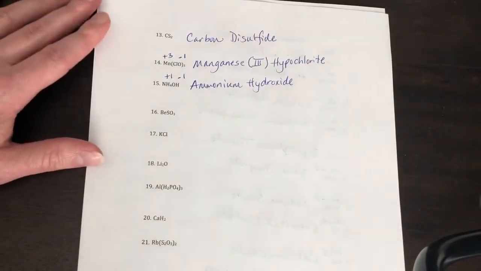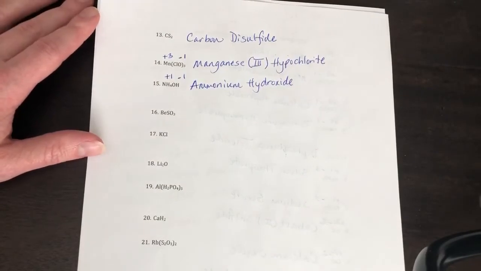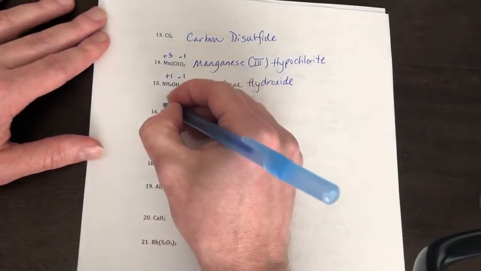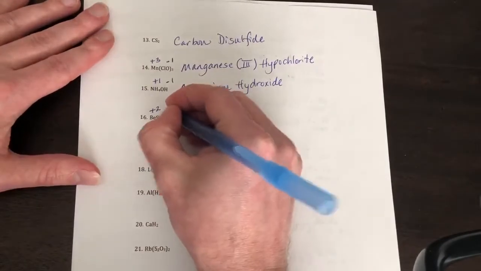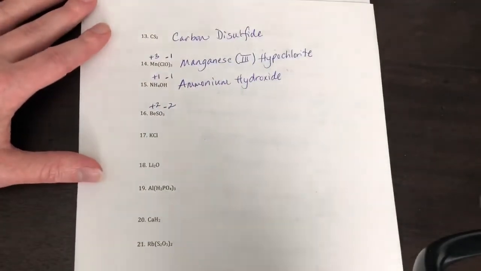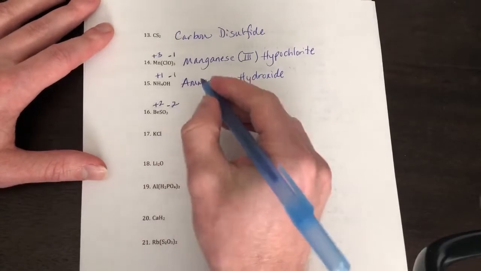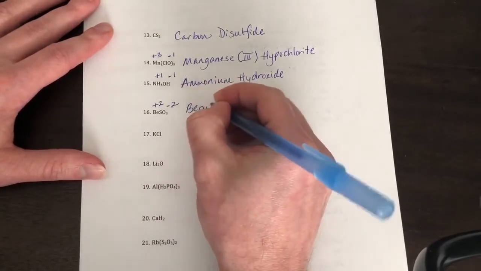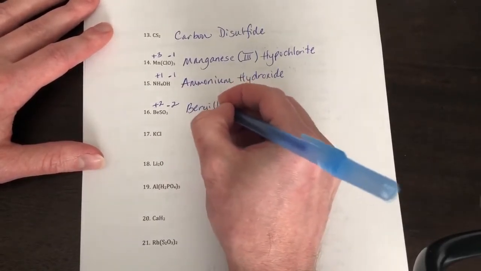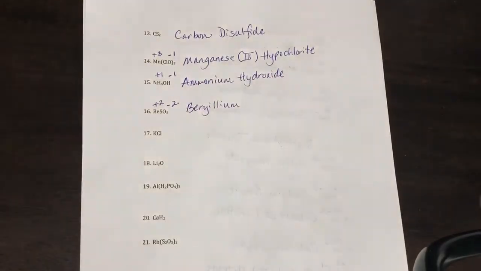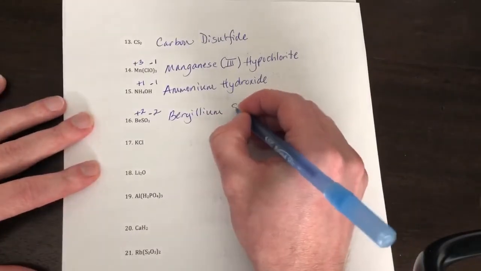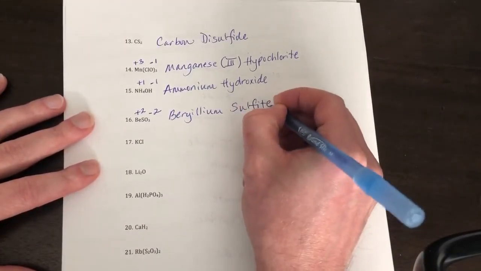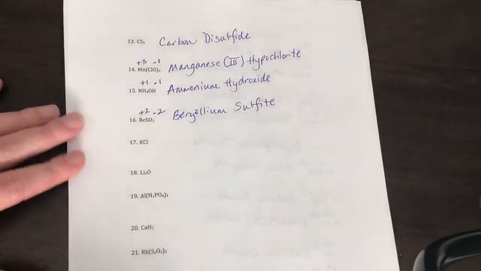Okay, Be is beryllium. Beryllium is in group 2, so it has a +2 charge. Let me make sure that is beryllium on your sheet. Yep, it's on your sheet. Okay, SO3 is sulfite. It has a -2 charge. They're equal and opposite charges. There wasn't any sort of crisscross going on. So this is just beryllium sulfite. I don't use beryllium that much, so I didn't spell it right at first. There's no I in there, sorry.